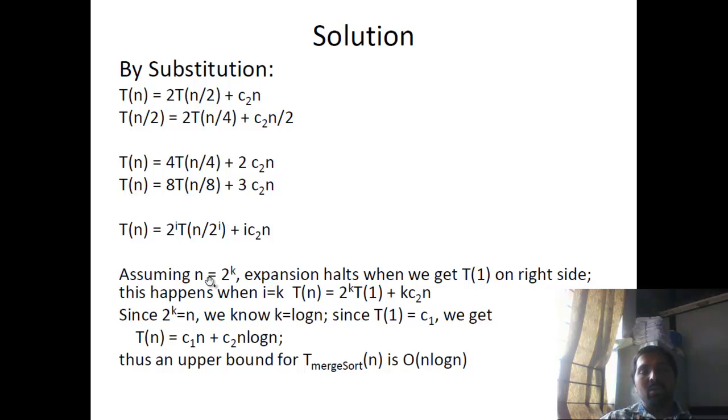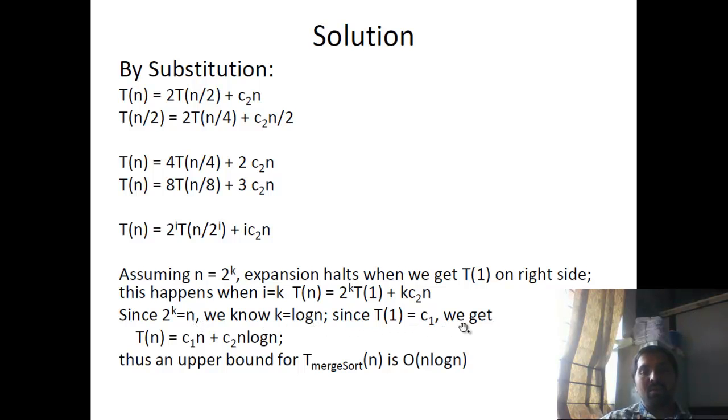So n equals 2 power k. The expansion holds when we get T of 1 on the right side. This happens when i equals k. So T of n equals 2 power k into T of 1 plus k c2 n. Since 2 power k equals n, we know that k equals log n.